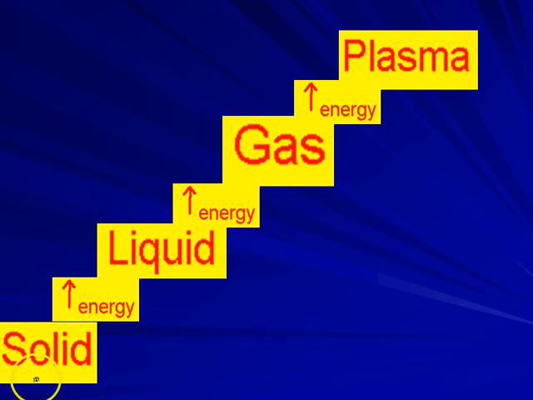So when we have a solid here, if we increase energy, we move to a liquid because we're getting those molecules moving faster and faster. If we continue to add that energy, those molecules are moving faster and faster, and we go to a gas. If we keep adding energy and they move faster and faster, we go to plasma. And the opposite is also true. If we take energy away, we go down this ladder or this stair-step pattern.